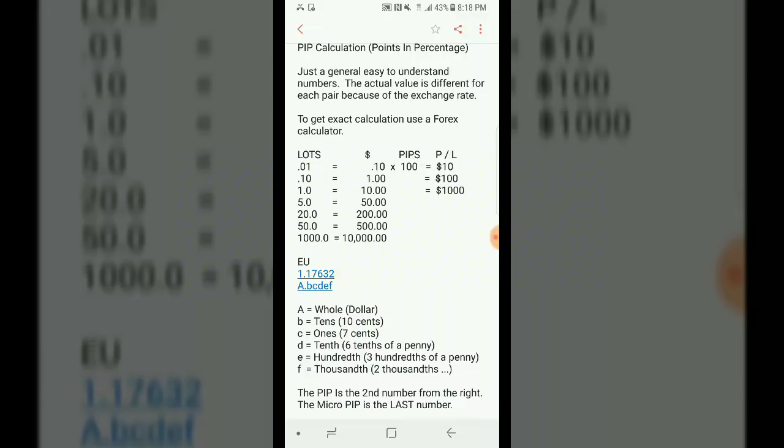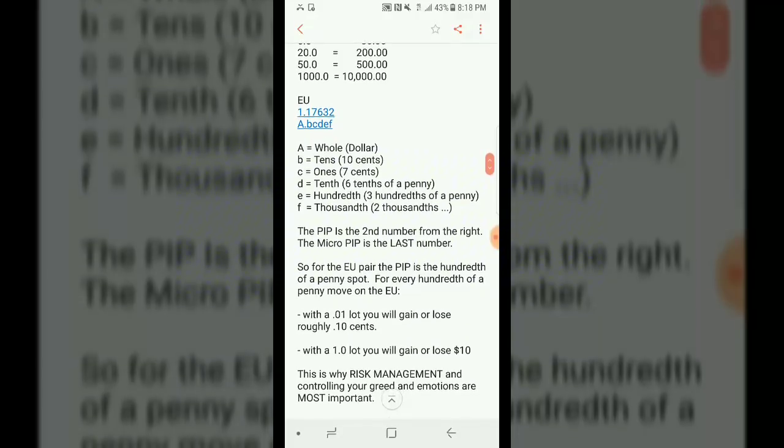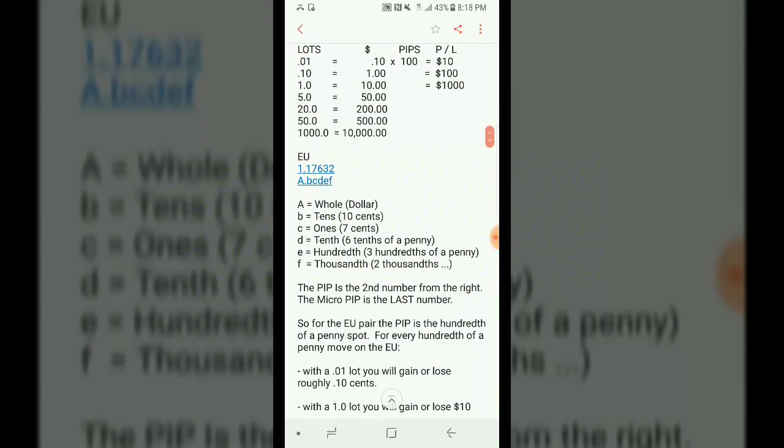The pip is the second number from the right. The micro pip is the last number. So the pip in this scenario is the 3, and that is in the 100th of a penny spot. For every 100th of a penny move on the EU, if you have a 0.01 lot, you will gain or lose roughly 10 cents, as you see in the calculation above. So with a 1.0 lot, you will gain or lose $10.